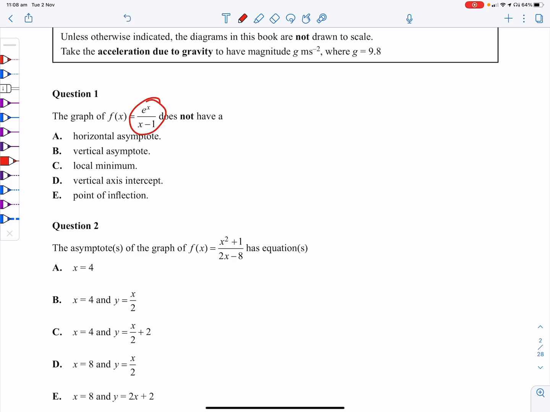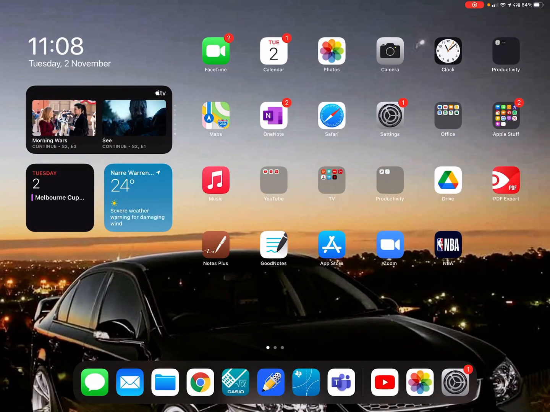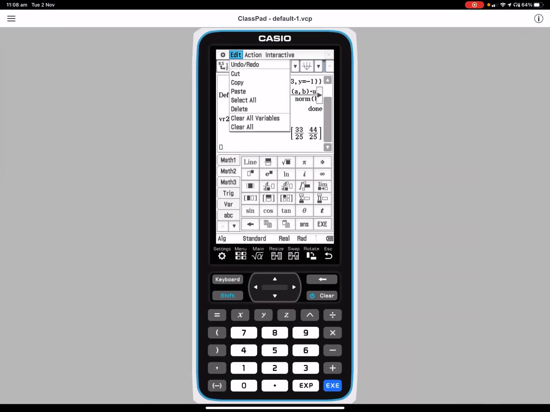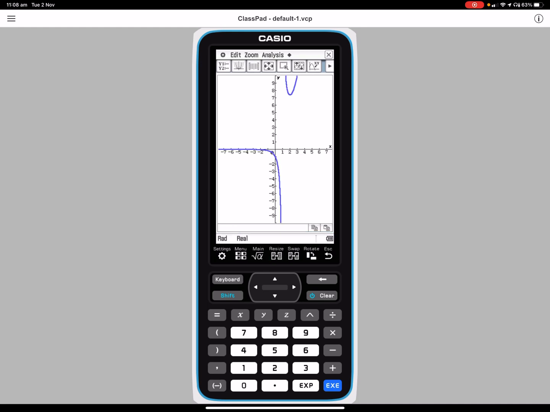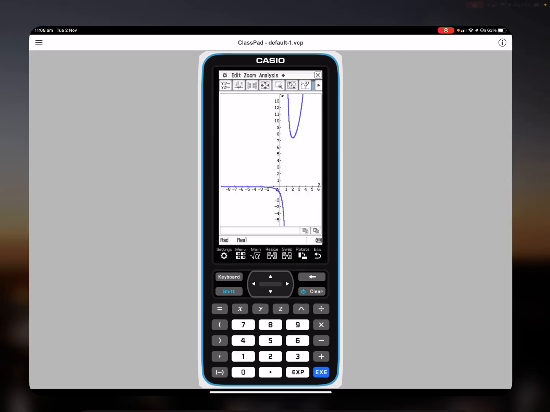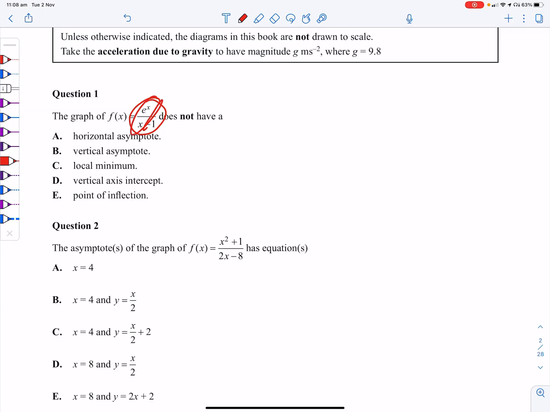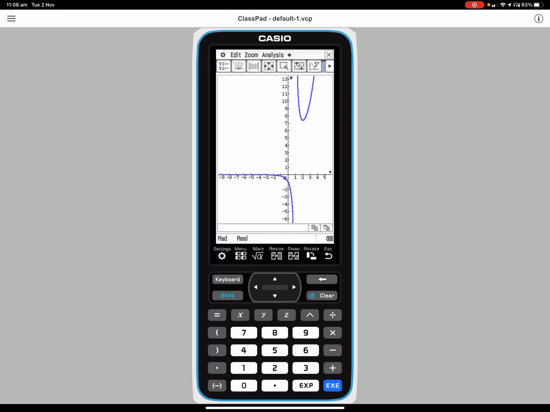First question, e to the x on x minus 1. Let's clear out everything in our calculator. Here's something I put there earlier. e to the x on x minus 1. Oh, there's a turning point. Looks like we've got a vertical asymptote, x equals 1. Also got one at y equals 0. So horizontal asymptote, yes. Vertical asymptote, yes. Local minimum, yes. Vertical axis intercept, yep.